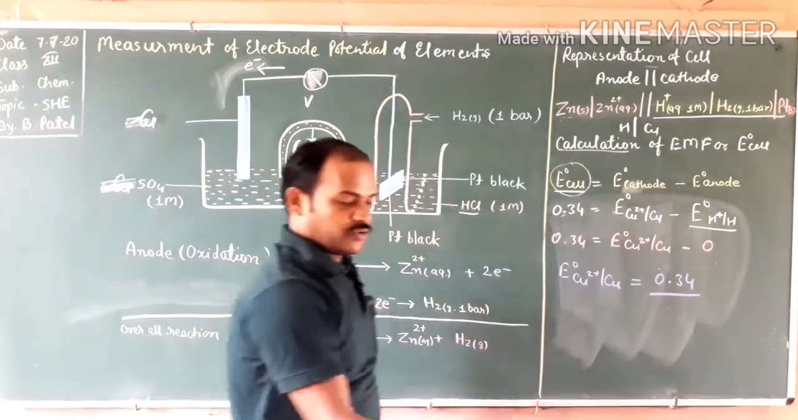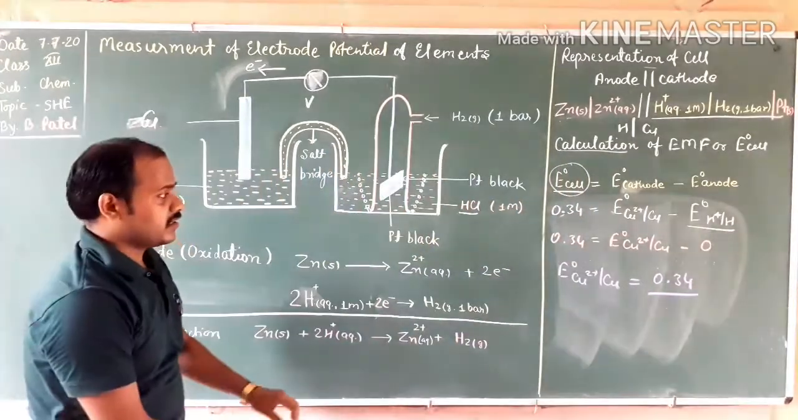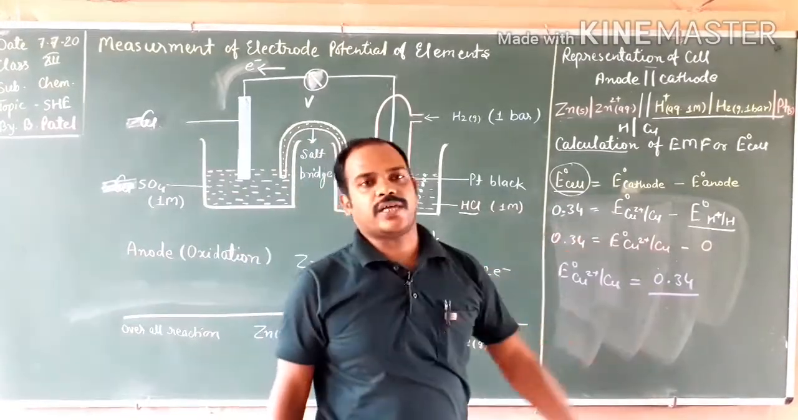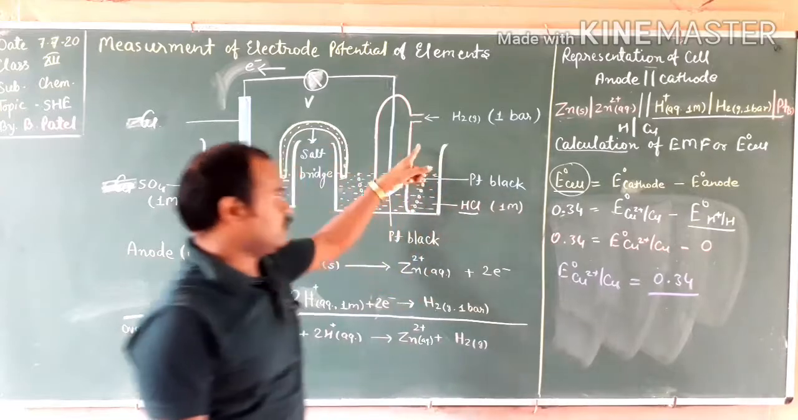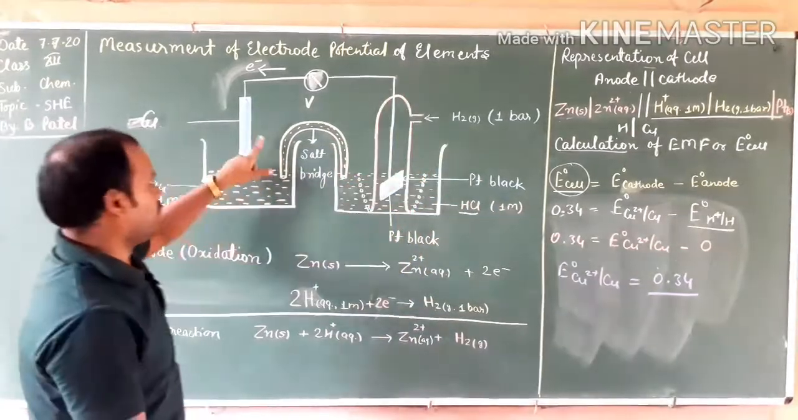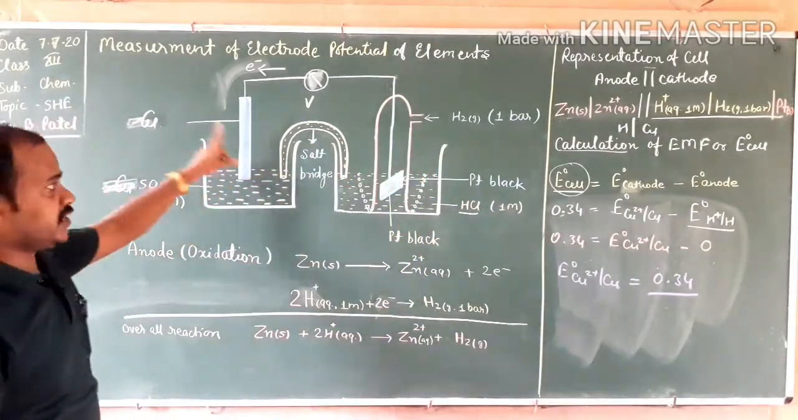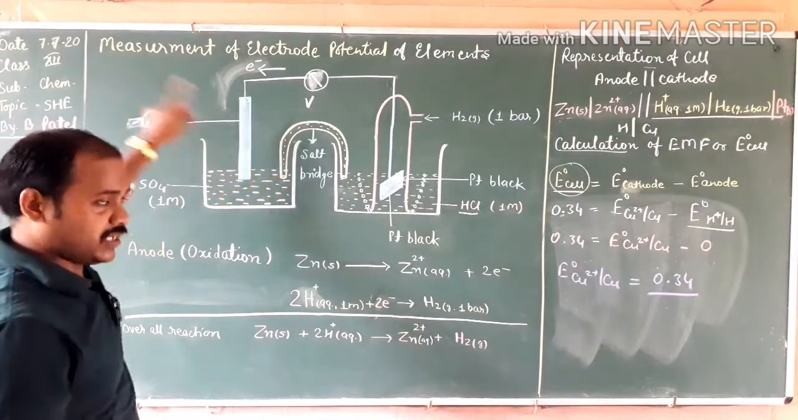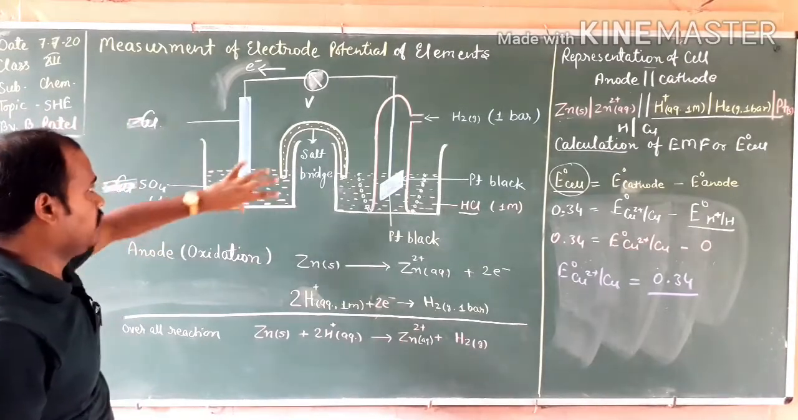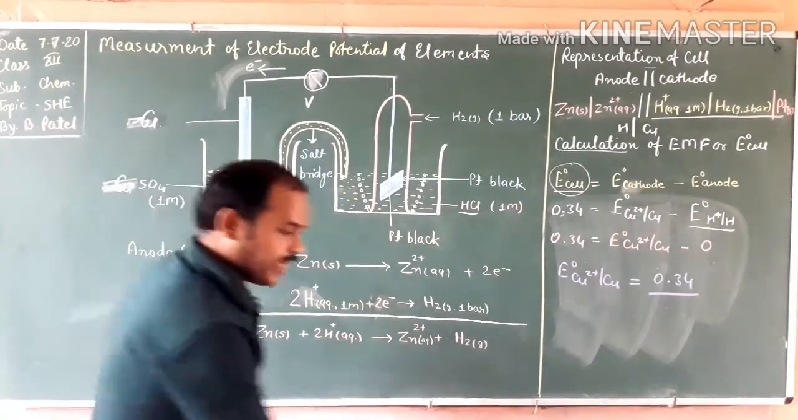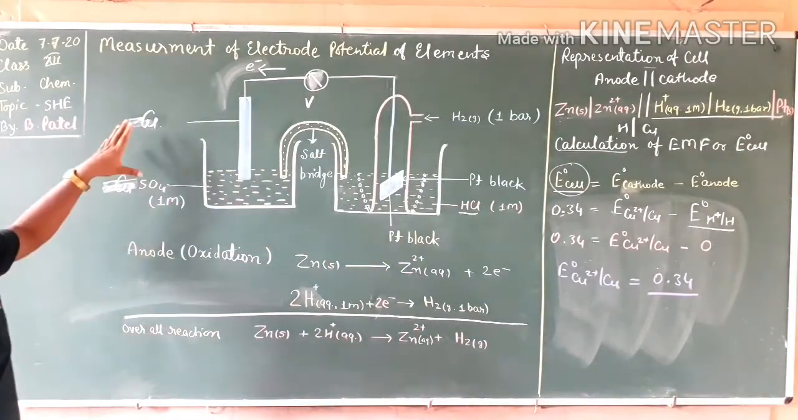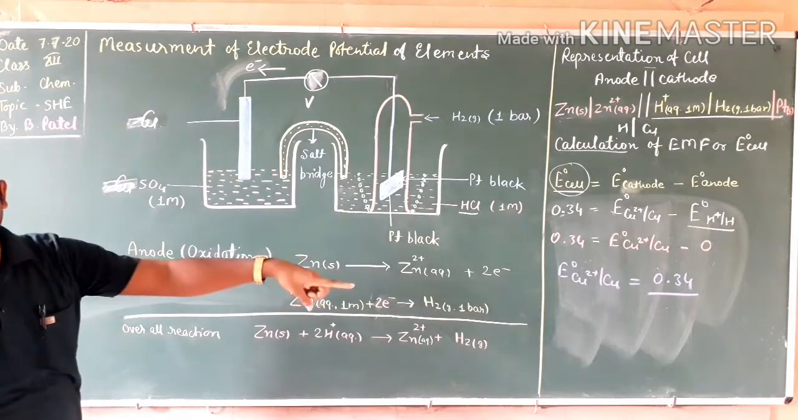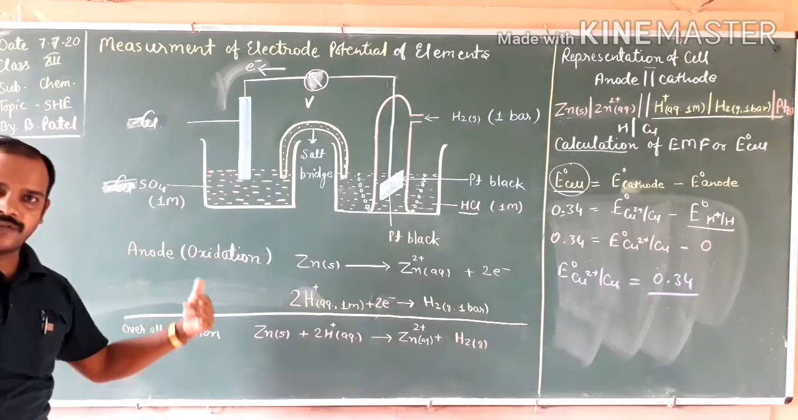See, this positive value indicates that copper is less reactive than hydrogen. If you combine copper with hydrogen, hydrogen will undergo oxidation, copper will undergo reduction, while in case of zinc, zinc was undergoing oxidation. So here we have compared the tendency of two different elements. Zinc is more reactive than hydrogen. Copper is less reactive than hydrogen.